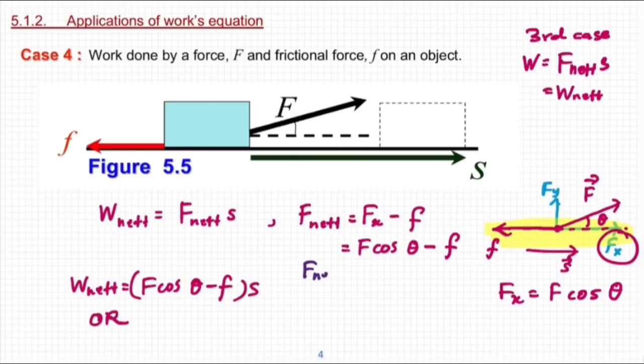An alternative method would be to use F net is equal to ma, and then you replace F net with ma in the W net equation. So we will get W net is equal to mas.